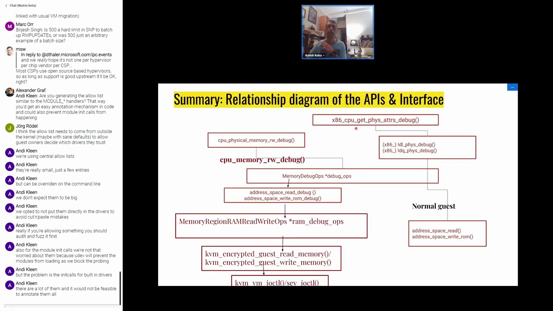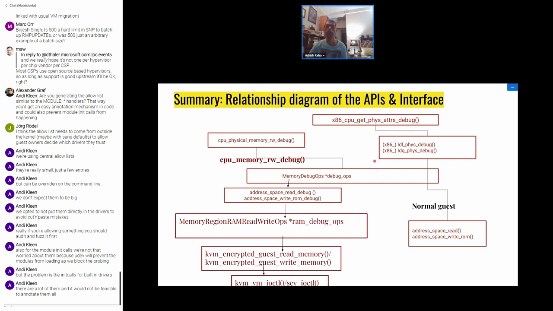This is more of a top level diagram, which shows the complete relationship between the APIs and interfaces being added. This is based on the Intel patches, which were pushed on top of the SEV patches. From a top level point of view, this is the one doing the page table walking. It internally invokes the physical read write debug functions. They go through the debug ops. For a normal guest, they just get mapped into address space read and write, which will internally invoke the memory region and just do a mem copy or something.